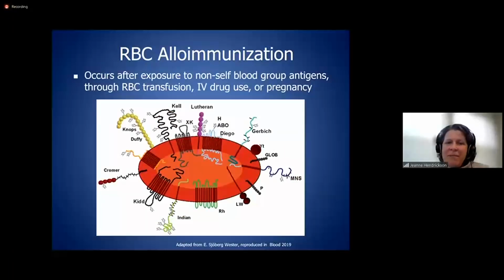But red cell alloimmunization occurs after exposure to non-self antigens through either transfusion, pregnancy, or occasionally IV drug use. And as this nice picture drawn by Dr. Wester shows, there are just many red cell antigens. They have different structures, they have different functions. Some are multi-membrane pass, some are single membrane pass, some are present on red cells, some are present on many other tissues in the body.